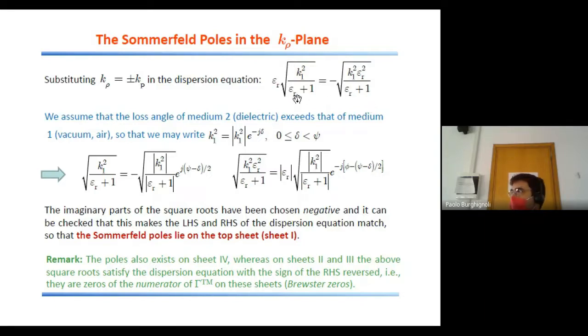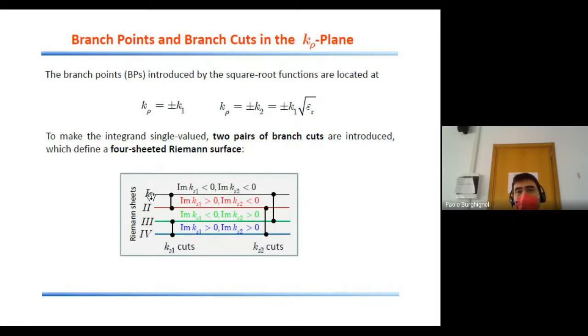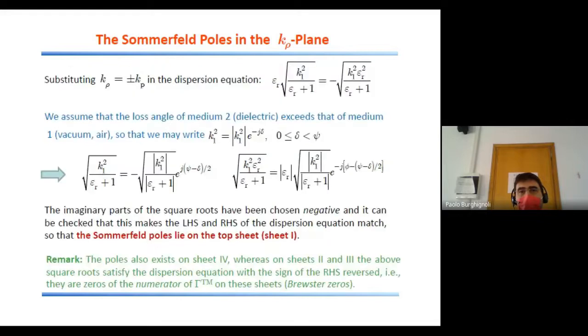of both square roots. This means that the Sommerfeld poles belong to sheet number 1, the so-called top sheet, as in this drawing, because it's drawn on top, where both vertical wave numbers have a negative imaginary part. On the other hand, by the form of the dispersion equation, if you do the opposite choice, so you consistently evaluate the square roots by choosing the positive instead of the negative imaginary part, this means that you simultaneously switch the sign of both sides of this equation, which is therefore again satisfied.